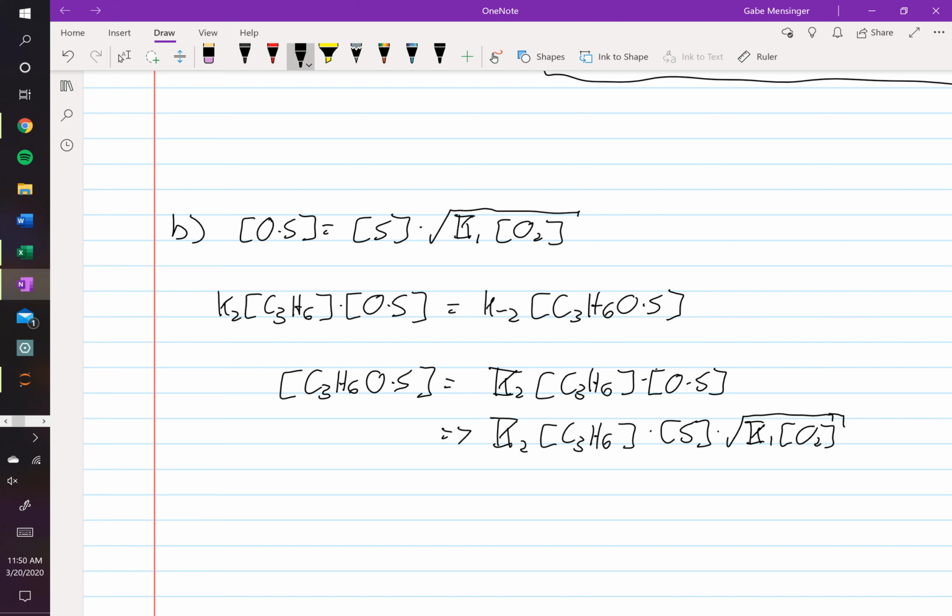So now, once again, we have our reaction rate is still K3 times C3H6O.S. Now we can plug in our new expression for the acetone surface species. My handwriting is deteriorating.